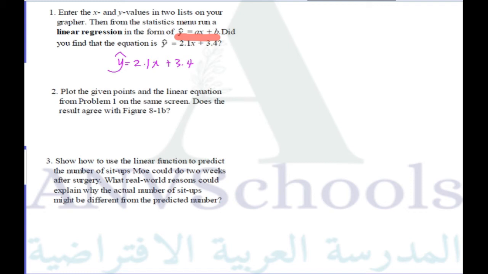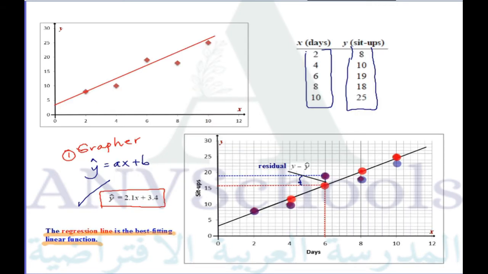Number 2: plot the given points and the linear equation from problem 1 on the same screen. Does the result agree with figure 8-1b, or that figure? Does it agree with this? Now let's take this onto the next slide.